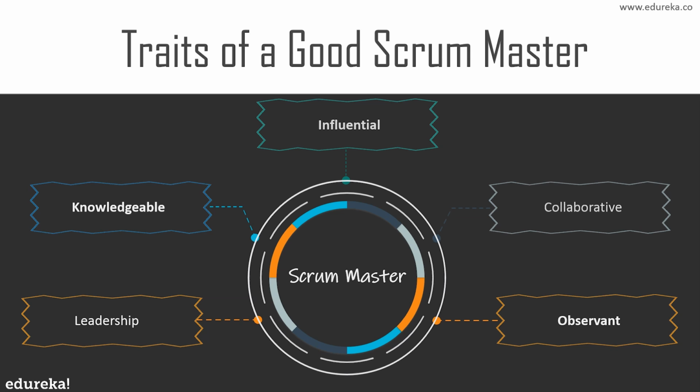He should be transparent, as in whatever he's doing should be visible to the team. He shouldn't do any work secretively. And lastly, he should be knowledgeable. Out of the entire team, he is the one person who should be aware of Scrum values and practices. Because the main aim or goal of a Scrum Master is to make the Scrum team, the organization and the stakeholders understand what Scrum values and practices are and how to follow them. So he should be knowledgeable as well.